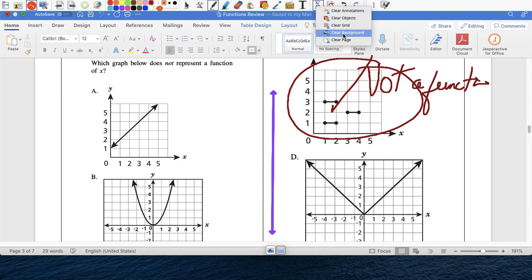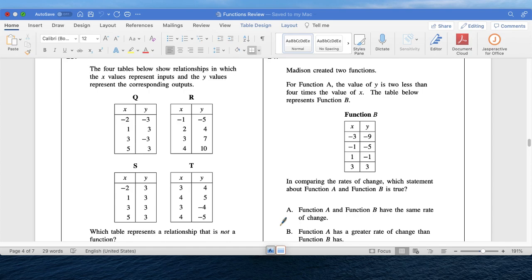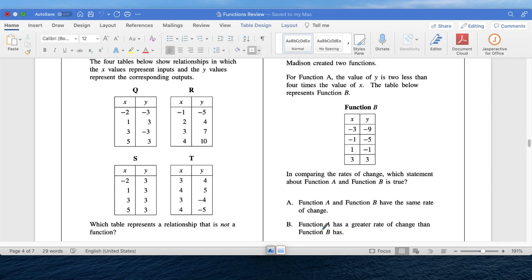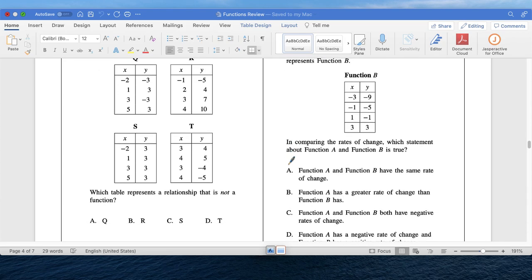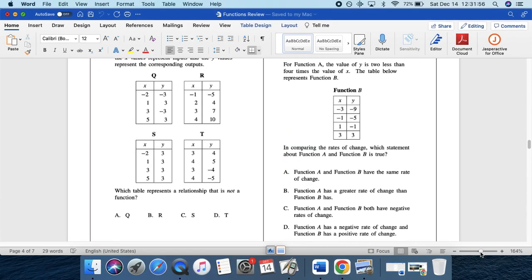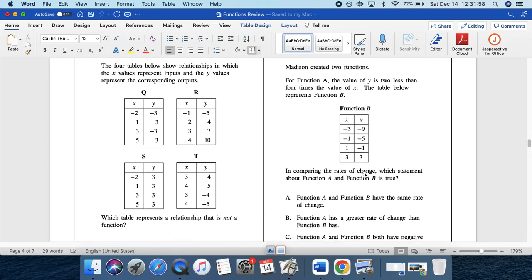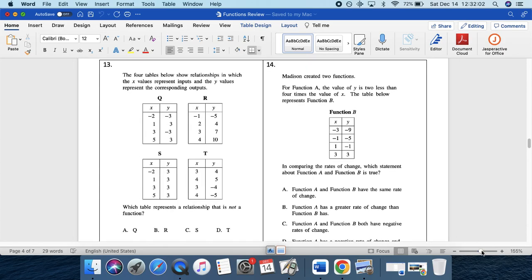Clear page. All right. Maybe I should make this smaller. Can I make this smaller? I can't. Right here. A little smaller. One. Okay.